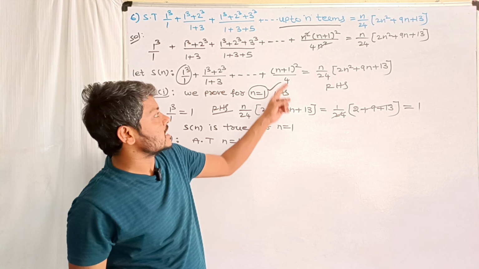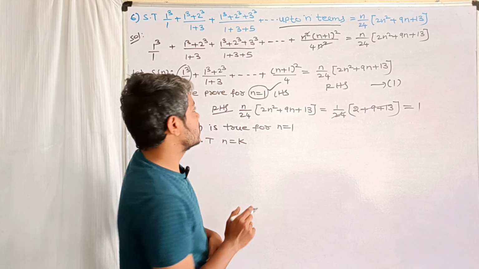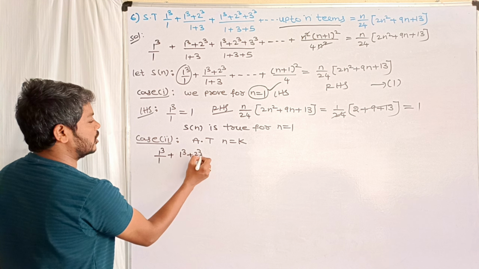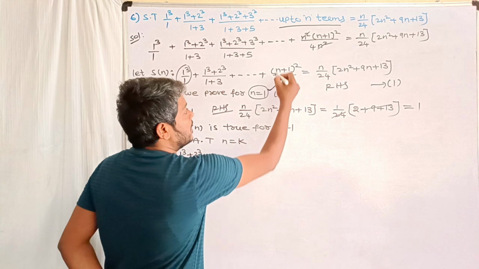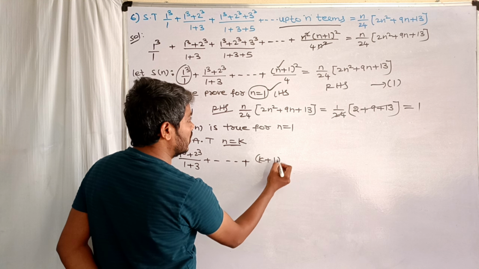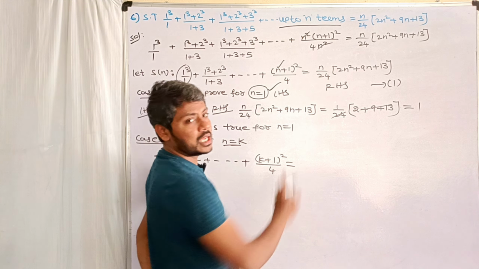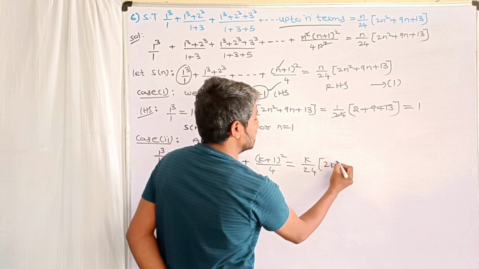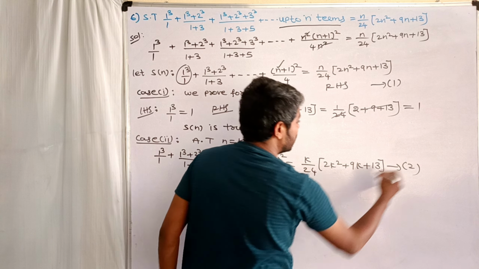So which means just replace n by k in equation 1, both LHS as well as RHS. So that is 1 cube by 1 plus 1 cube plus 2 cube by 1 plus 3 and so on. Here replace n by k. That is (k plus 1) whole square by 4, which is equal to, on the right hand side also replace n by k. That is k by 24 into (2k square plus 9k plus 13). So this is equation 2.